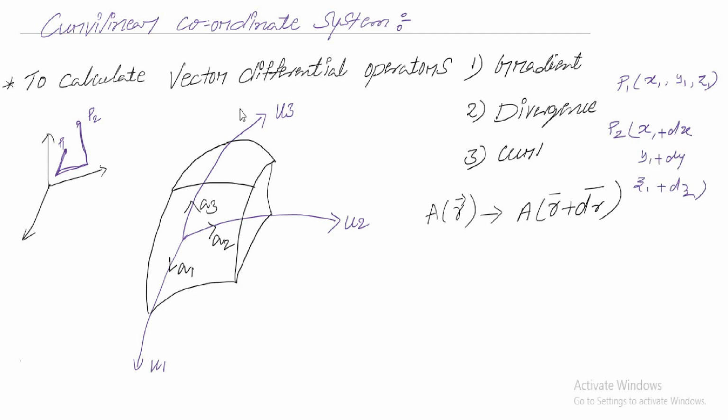So this is a new point. Here the P2 is defined. So if you consider like this, this is your dx, this is your dy, and this one we have considered as dz. The same thing we are going to consider. One point is defined in the curvilinear coordinate system, and the displacement vector, that is r bar plus dr.